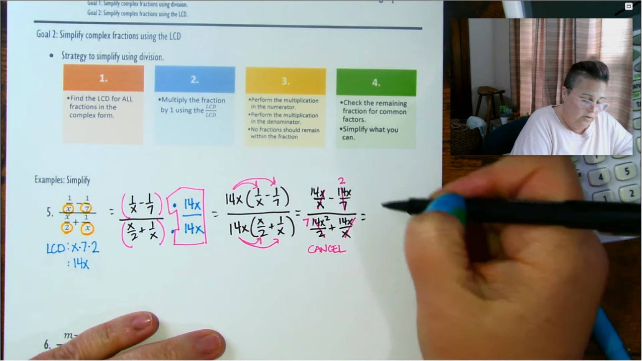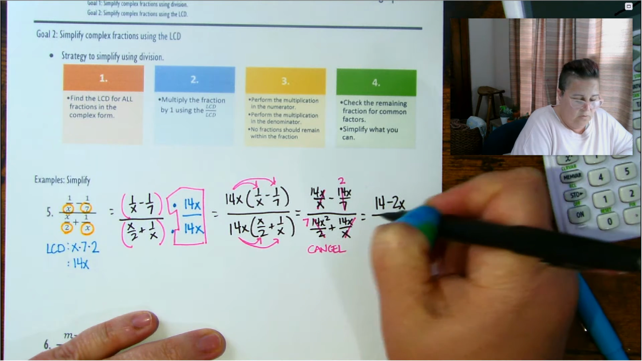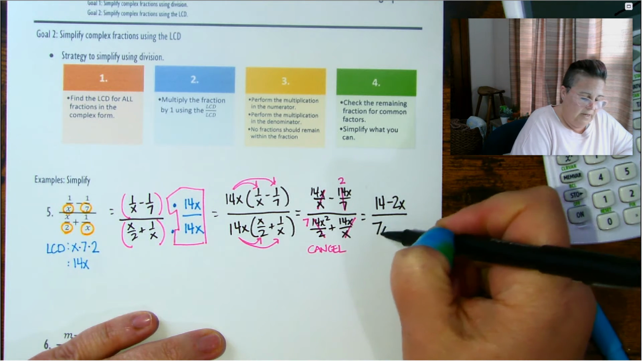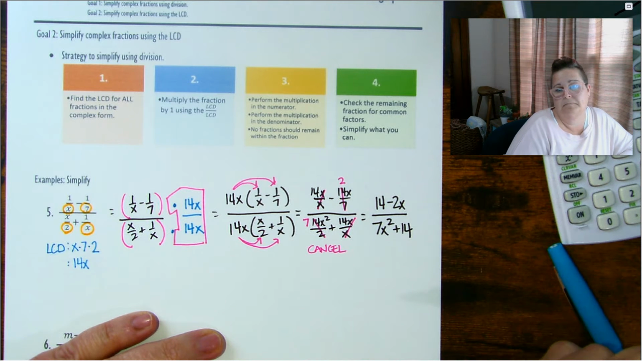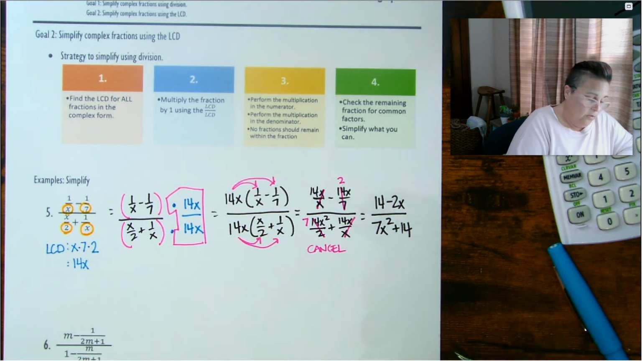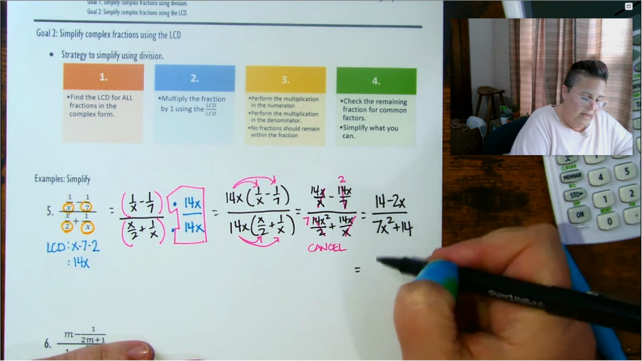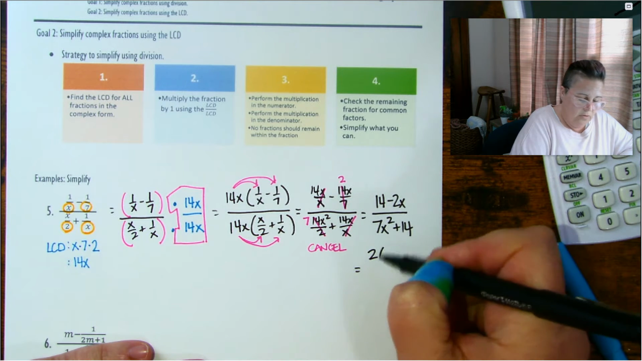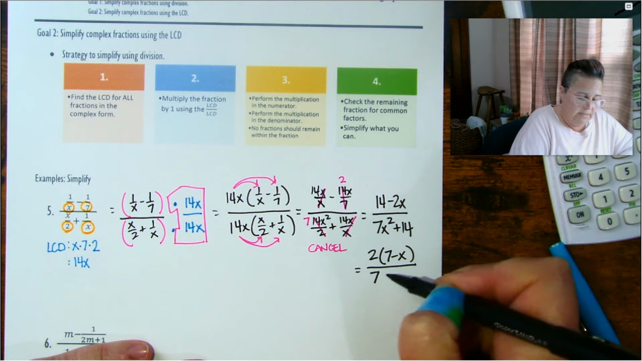This gives us 14 minus 2x over 7x squared plus 14. Do you see how I've eliminated sort of the double denominator now? Now I just have a numerator and a denominator. From this point, I will probably factor out a 2 here. And here I would factor out a 7.